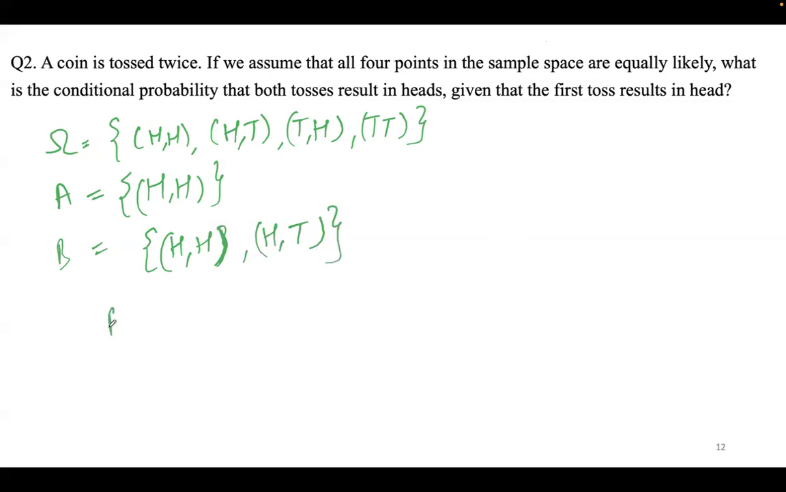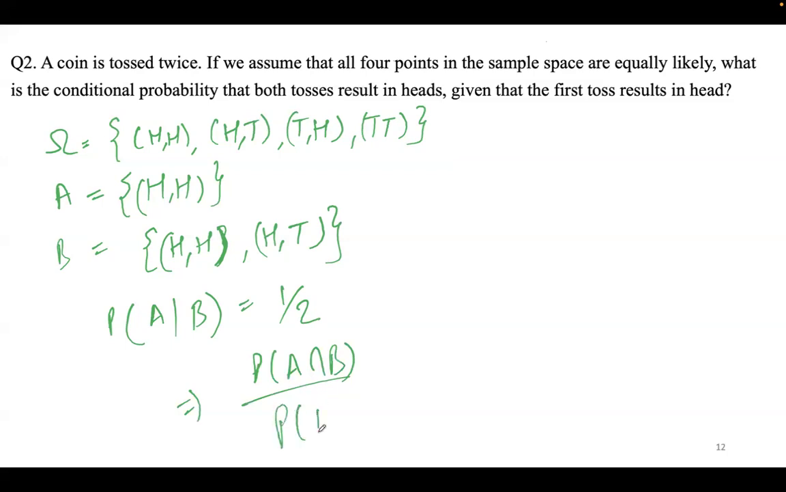So what you want in this question is A given B, right? So there are 2 ways of doing it. You can simply say this is like 1 by 2, because this is 1 out of the 2 options. But if you want to elaborate, the other way is, like we said, A intersection B by probability of B. So A intersection B is obviously 1 out of 4. This is 1 out of 2.